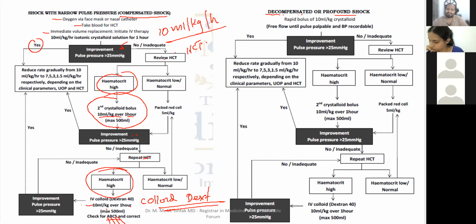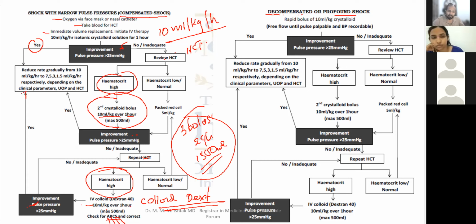Let's say after the colloid, the patient still doesn't improve. You can give a maximum of 3 boluses of colloid in 24 hours. Maximum is 1500 ml of colloid can be given in 1 hour. But most of the time, by the time you give 1 bolus of colloid, the patient will improve from shock. Once the patient improves from shock, you continue the same thing we did before. Go to 7.5 ml per kg per hour, then 5 ml per kg per hour, then 3 ml per kg per hour for a few hours, and then you tail it off, right?